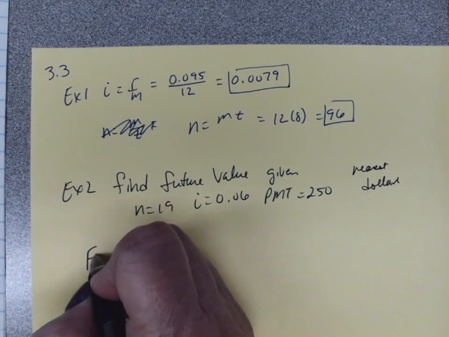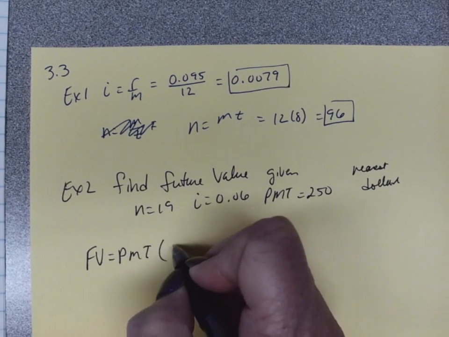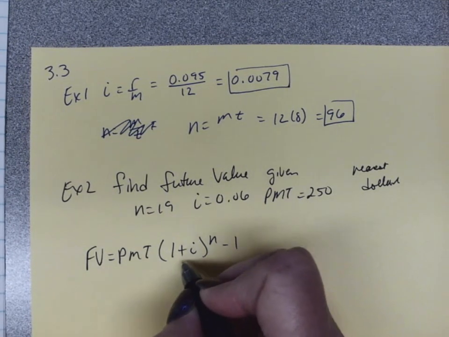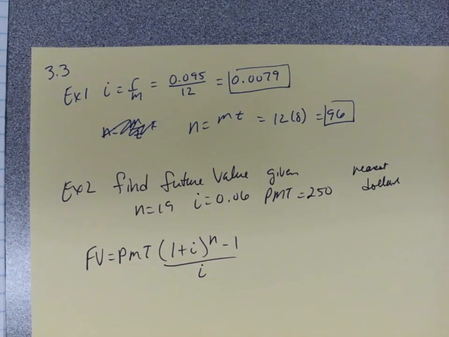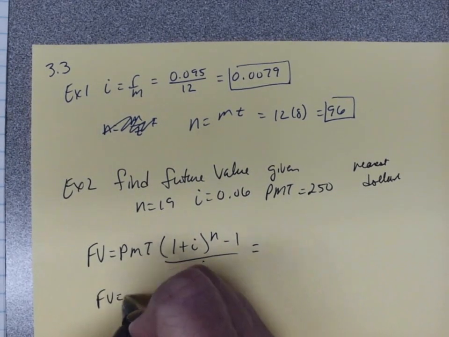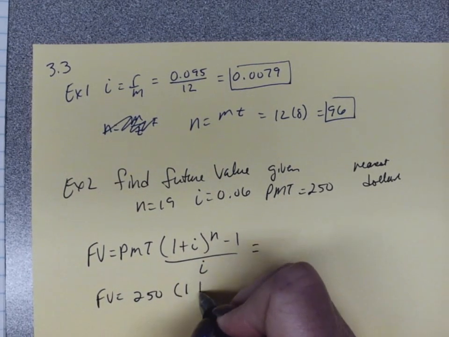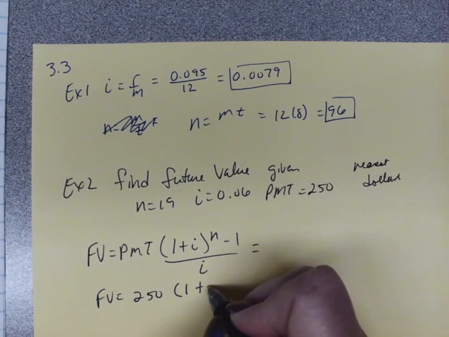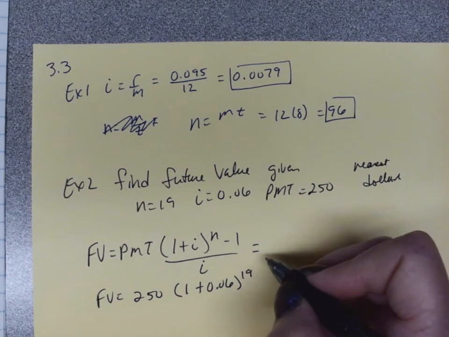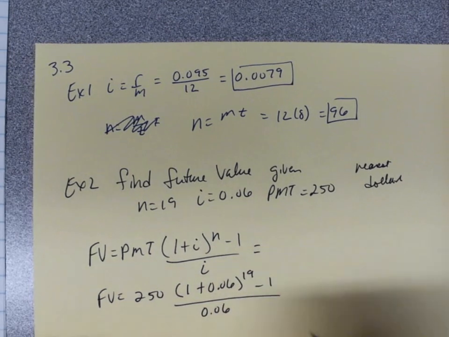There are a lot of formulas in these sections. You will have all formulas provided to you for the exam because there are a lot of them. And then it's all over I. All right, so let's plug in our values. I'll just go ahead and put it down here. So future value will be 250 times 1 plus our I, which is 0.06, raised to the N of 19, and then minus 1, divided by our I of 0.06.